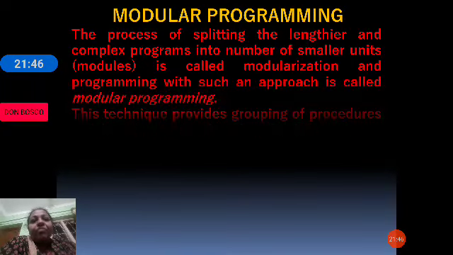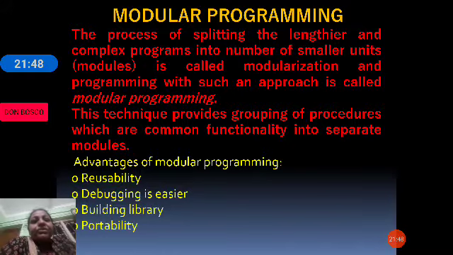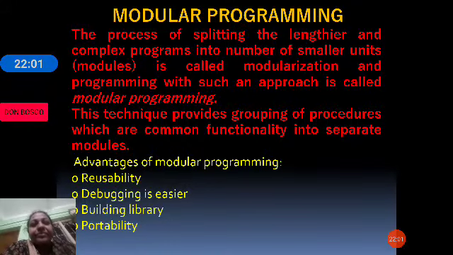Then we have modular programming. So what is modular programming? Modular programming means the process of dividing a complex program into smaller units called modules. A module can have n number of procedures. In procedural programming, there is one main program and there are n number of procedures, and procedures mean small programs. In modular programming, there is one main program and there are n number of modules. Each module can have n number of procedures.